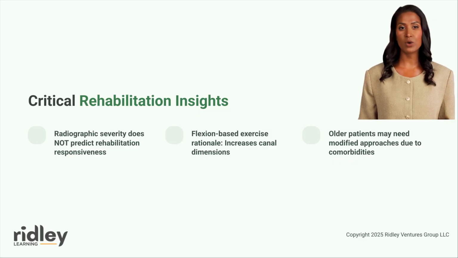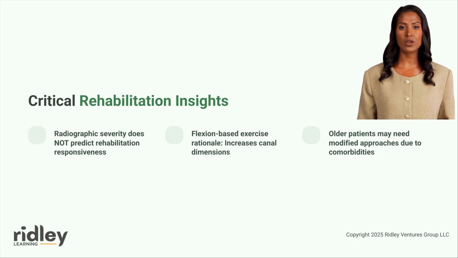This finding has important implications for rehabilitation practice, suggesting that even patients with severe stenosis should be offered comprehensive conservative treatment. The pathophysiological and classification concepts presented in this module have direct implications for rehabilitation assessment and intervention planning. Understanding that lumbar extension decreases canal dimensions while flexion increases available space provides the rationale for flexion-based exercise approaches that form a cornerstone of evidence-based rehabilitation for this population.